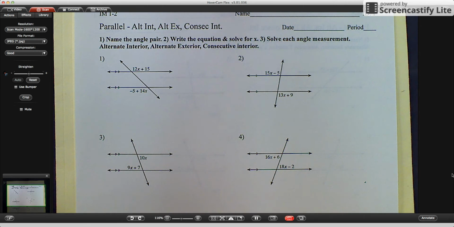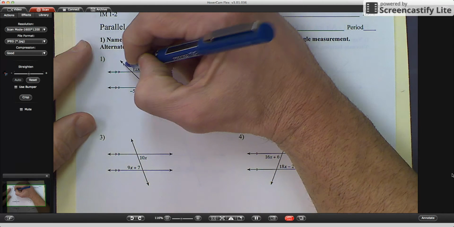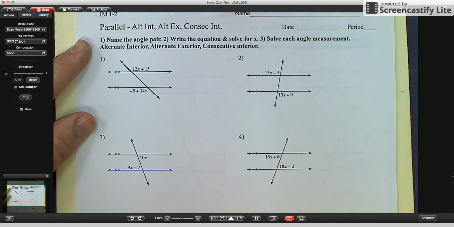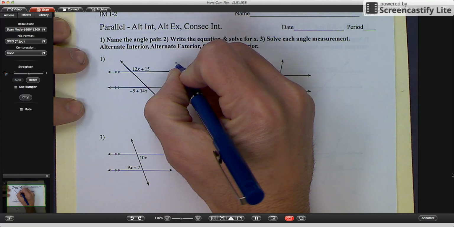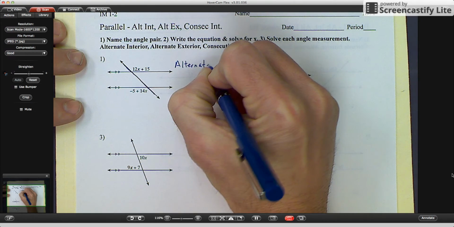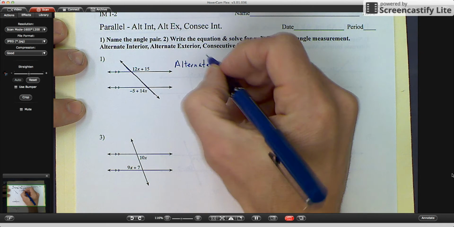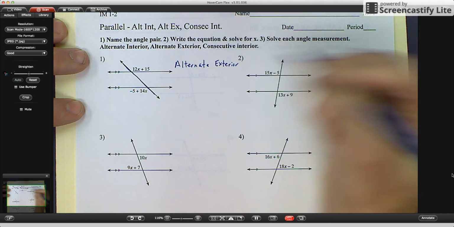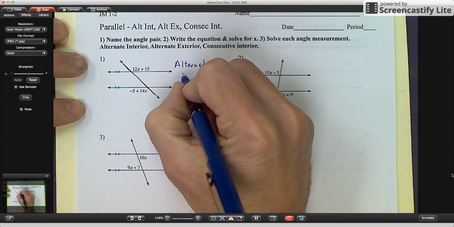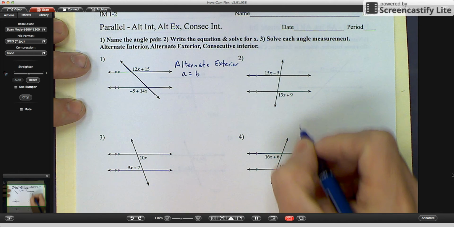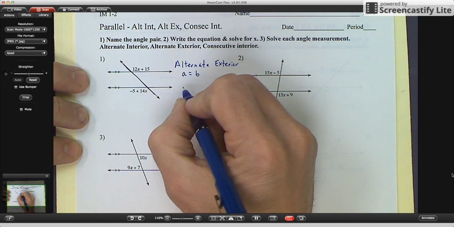So let's get started. I'm going to look at the first one, and I'm going to really look at my transversal. So my transversal is here, and I see that the angles are on opposite sides of the transversal. So I know that it's going to be alternate. And then the angles are on the outside. So alternate exterior is the angle relationship. I know that those are congruent, so the formula that I'm going to use is A equals B, because angle equals angle.